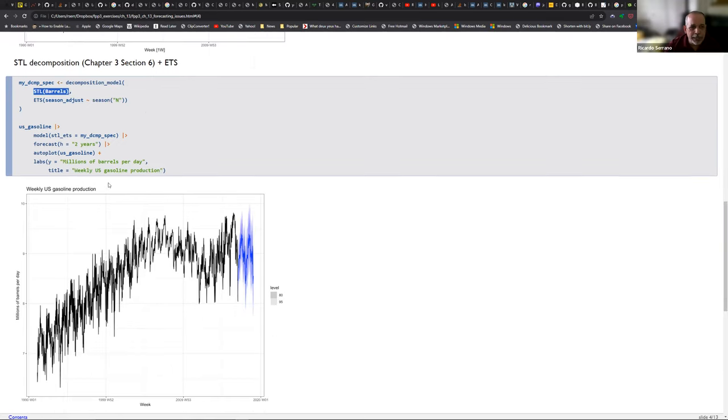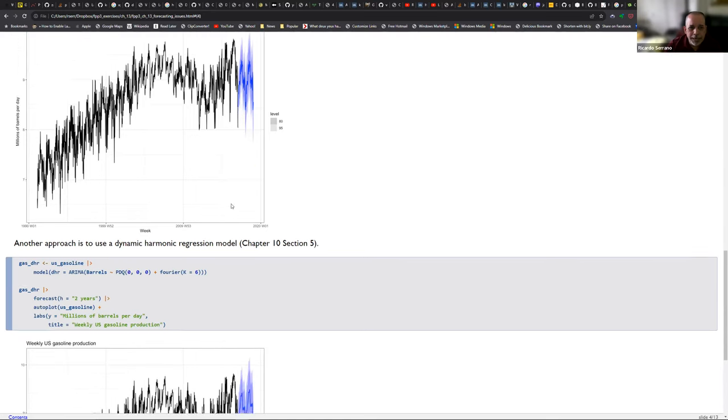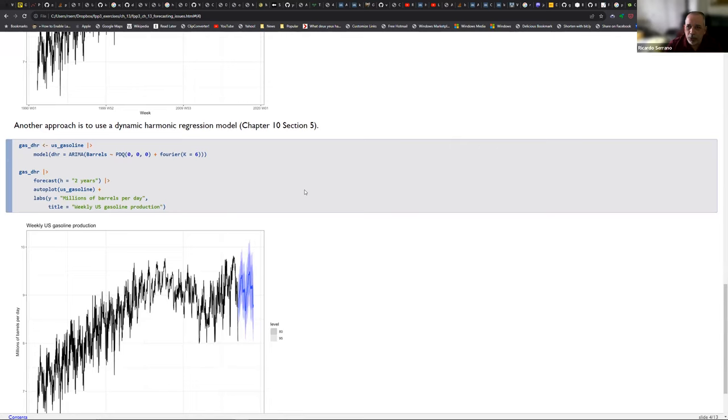Okay, so in this case, when we apply this method and do the forecast for the next 2 years, we get this result. Okay, and as you can see, the result is kind of stable, right? The trend is stable, but then you get the ups and downs, the seasonality that is reflected in the actual time series.